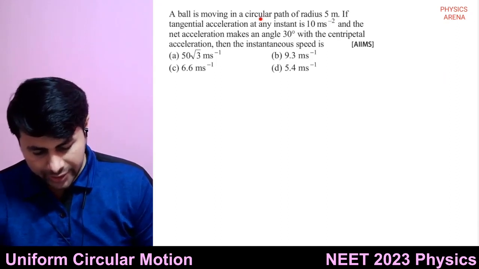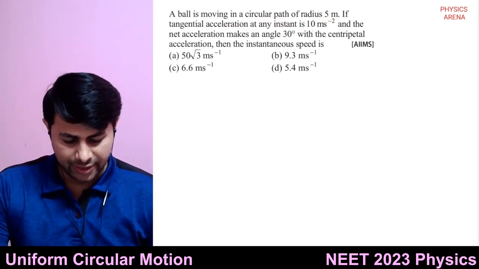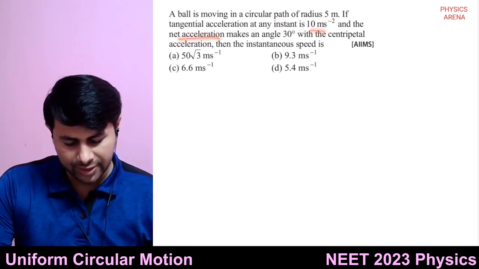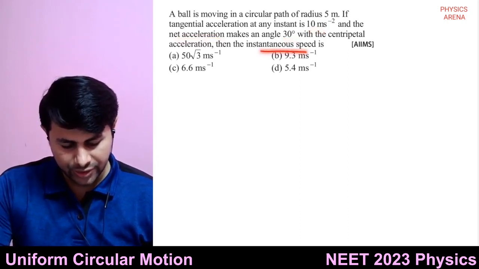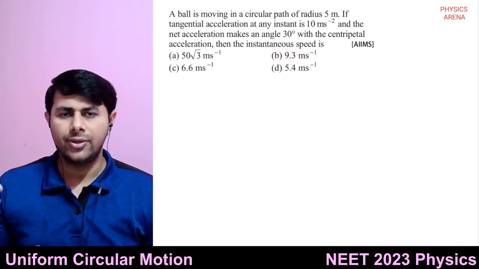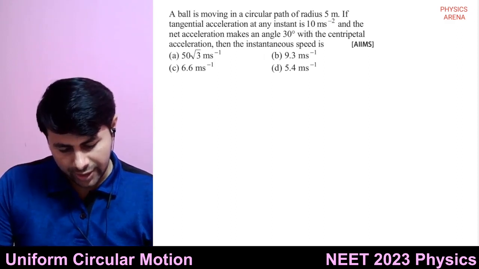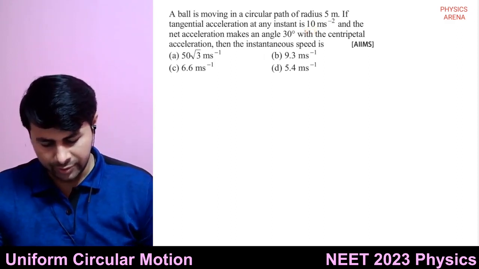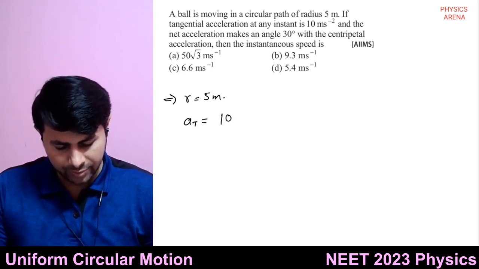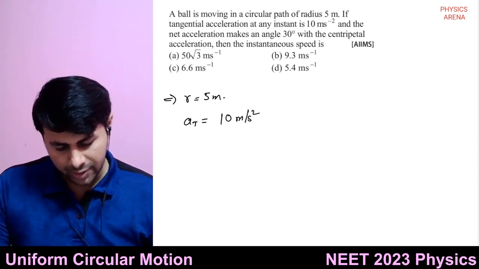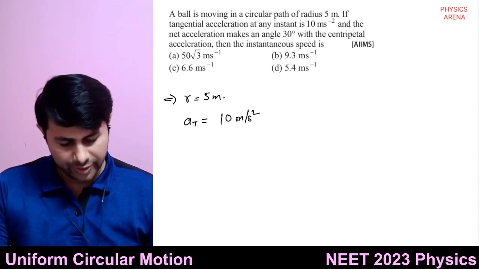So a ball is moving in a circular path of radius 5 meters. Tangential acceleration at any instant is 10 meters per second squared, and net acceleration makes an angle 30 degrees with the centripetal acceleration. Then the instantaneous speed is. This is similar to one question that we had seen. Okay, so tangential acceleration is given. What is given? Radius r is equal to 5 meters, at is equal to 10 meters per second square, and the angle between net acceleration and centripetal acceleration is given.